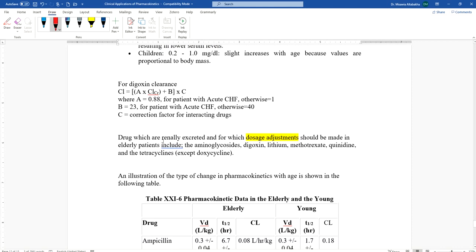Okay, we have some drugs which include aminoglycosides, okay, and digoxin, lithium, methotrexate, quinidine, and a lot of tetracyclines. We find that their clearance is linked or related to creatinine clearance. It's not the same, but it's related to that. And I gave you an example, which is digoxin.